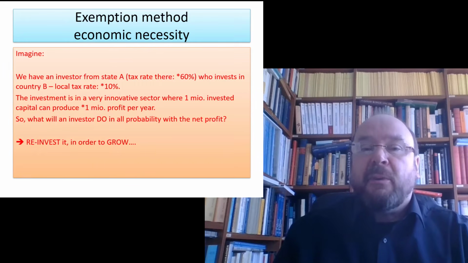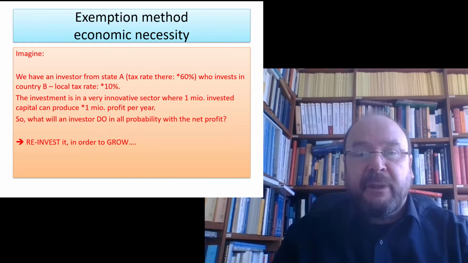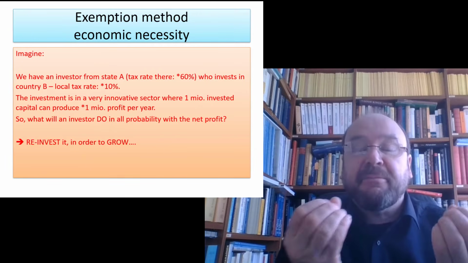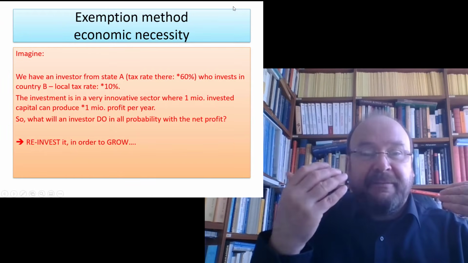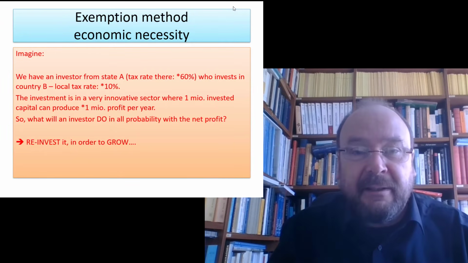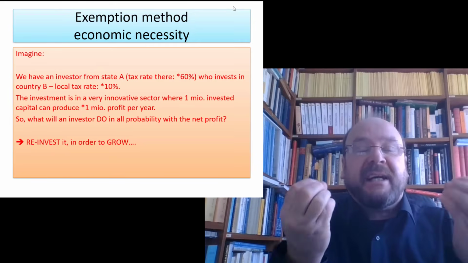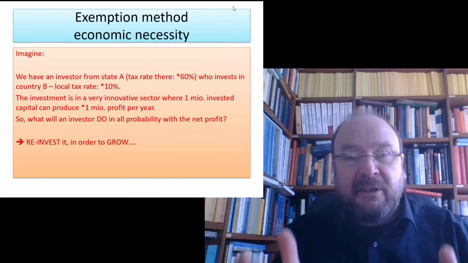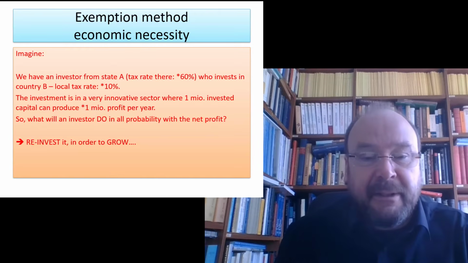Now, what will an investor do in such a case with the net profit? Well, I think in my constellation, you have a 100% profit rate. It seems to be a very clear thing that when you have enough money saved up, you reinvest that money into that profitable sector, so to obtain growth for your enterprise. And everybody else will do the same.